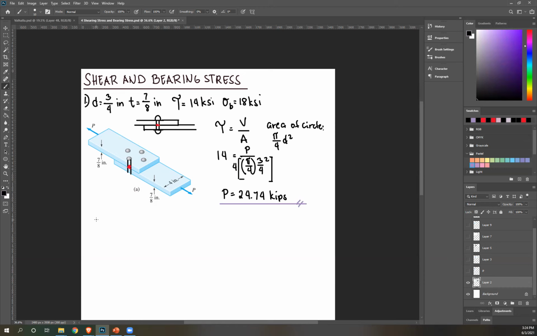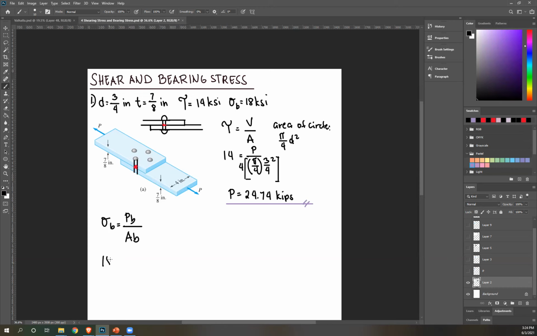Now let's consider bearing. Our equation for bearing is Pb over Ab. So that's 18 KSI. And what is Pb? So bearing stress, again, if you draw a free body diagram, as shown earlier, this Pb is just equal to this force P. And then over area. Once again, we have 4 areas experiencing your bearing stress. So 4 times area of each. So projected area is what we need. Recall how to get the projected area.